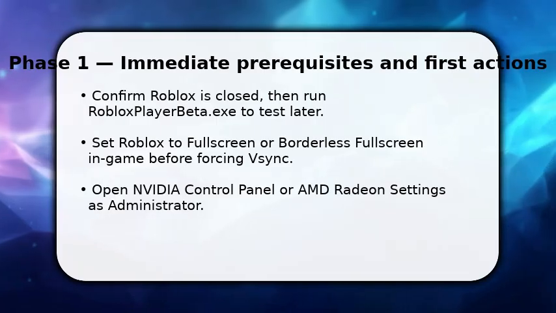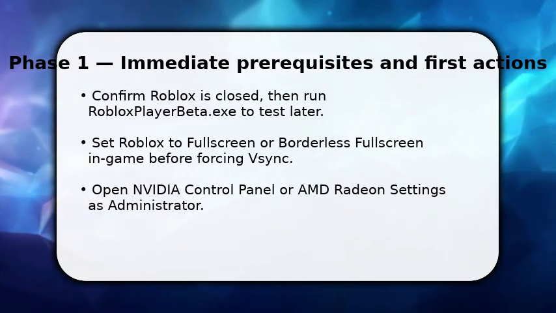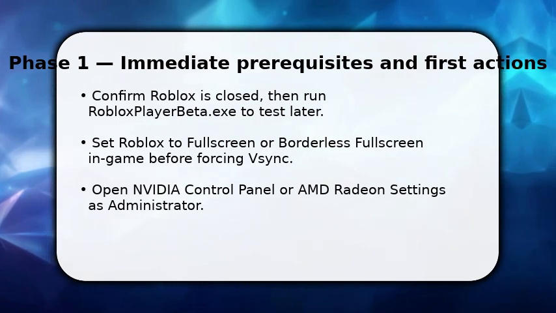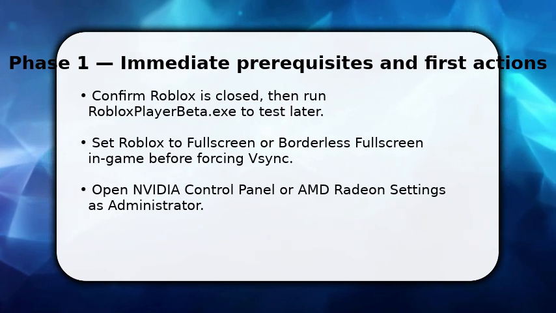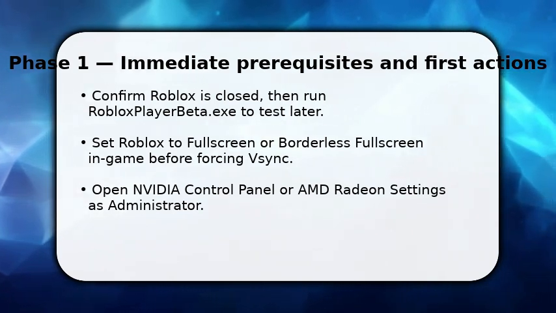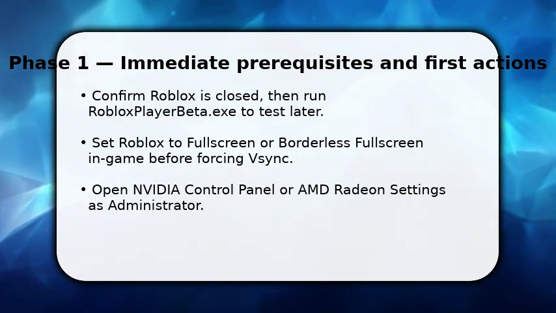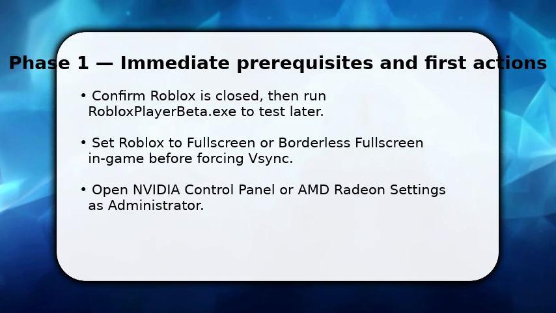You start by preparing your system. Make sure Roblox is closed, then set the game to full screen when you next launch it. Once done, open your GPU control app, NVIDIA Control Panel, or AMD Radeon settings, and run it as administrator so changes apply cleanly. You do this because drivers override application frame timing, and forcing vertical sync there avoids in-game inconsistencies.